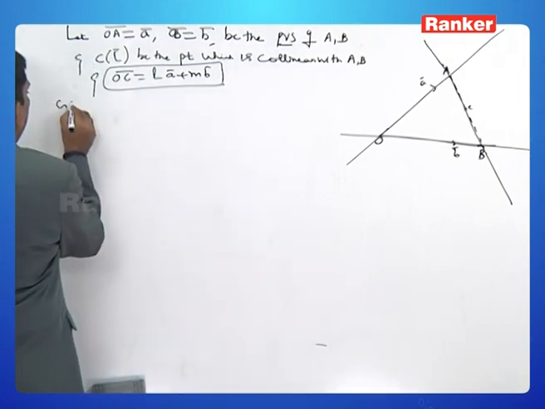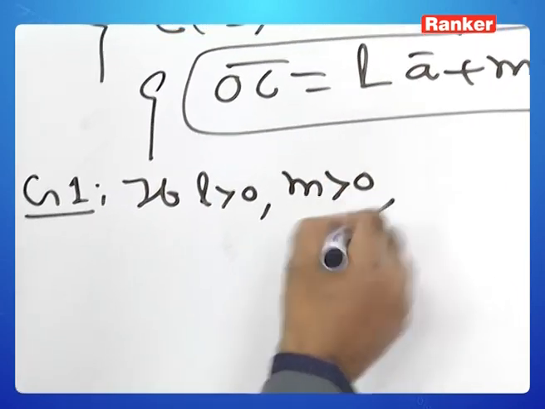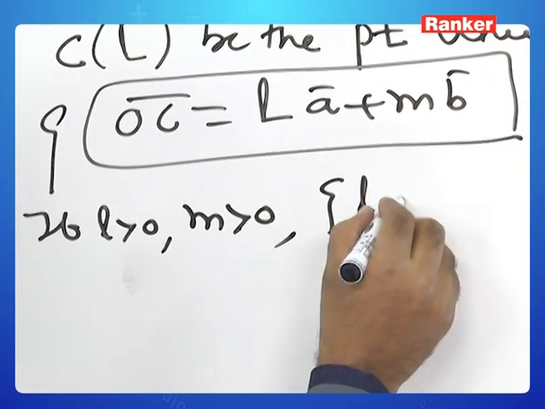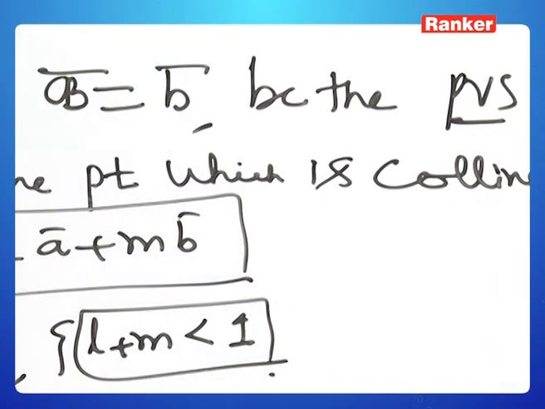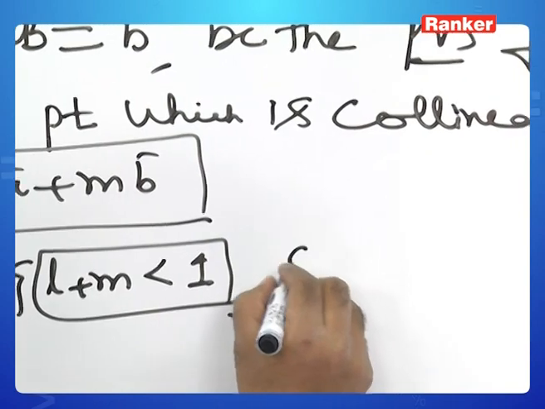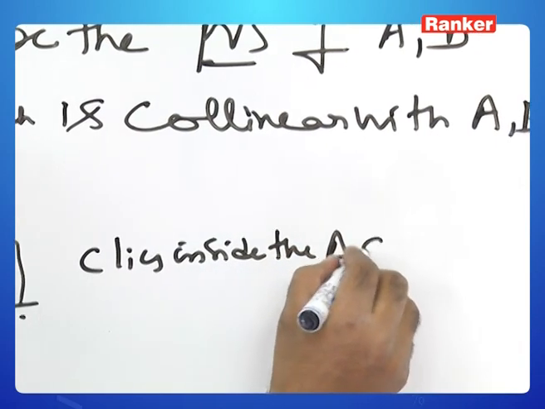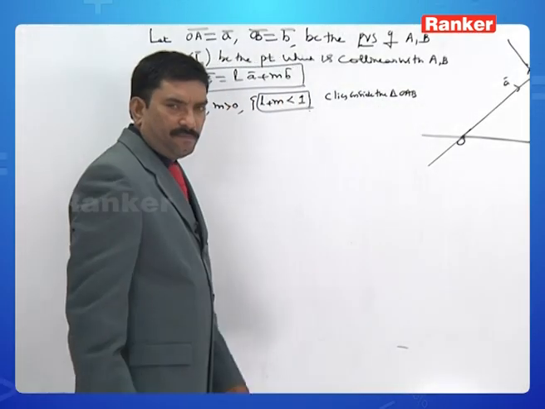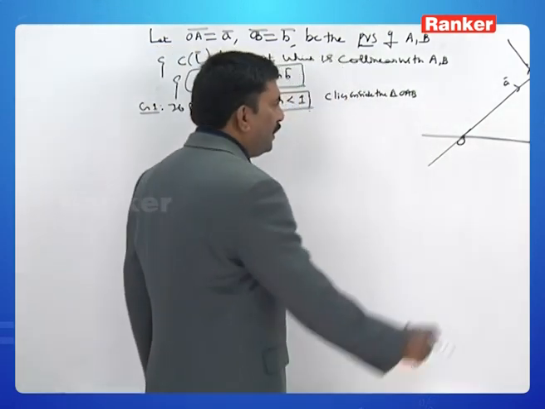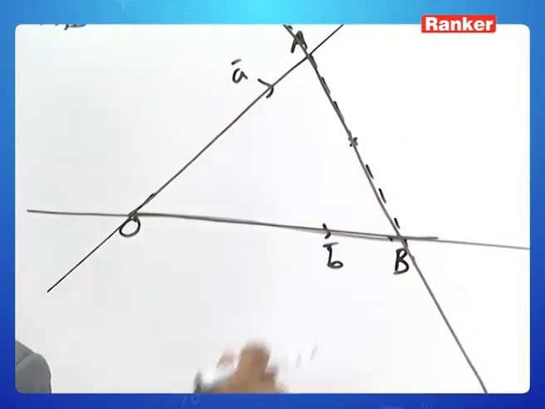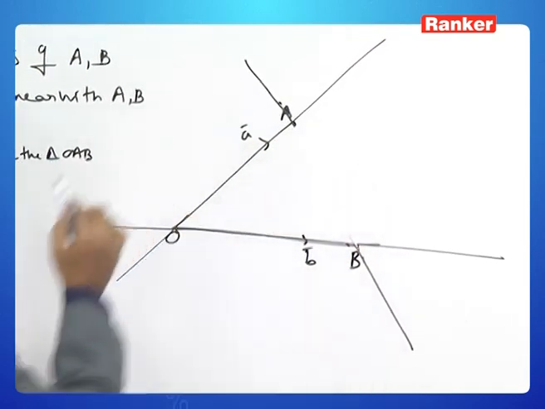Case 1. If L is positive, M is positive, and L plus M is less than 1, then I say C lies inside the triangle OAB. So therefore, inside the triangle OAB, maybe here, inside. I don't want to take here, it may be like this. Instead of joining these two, it may be inside the triangle OAB, like this.